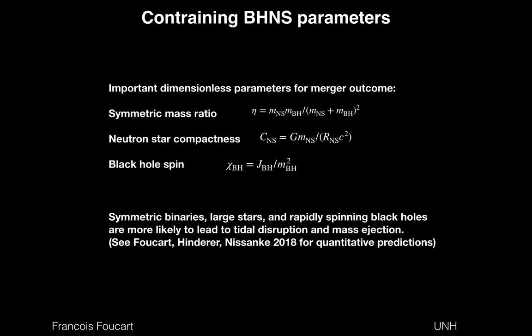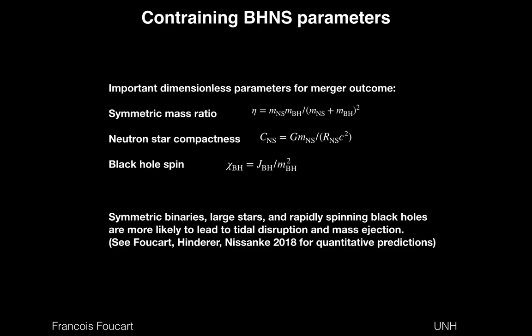The compactness of the neutron star is probably the easiest to understand. If you have a large neutron star, which is more weakly bound gravitationally, it is going to be easier to disrupt it. And so large neutron star radii, or small compactness, is going to be favorable for disruption. So typically, larger neutron stars are going to eject more matter.